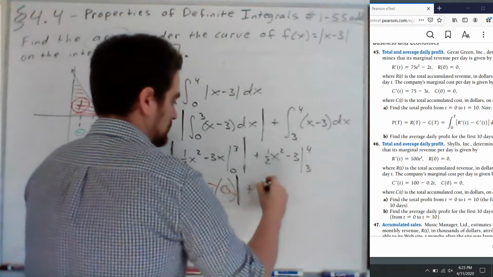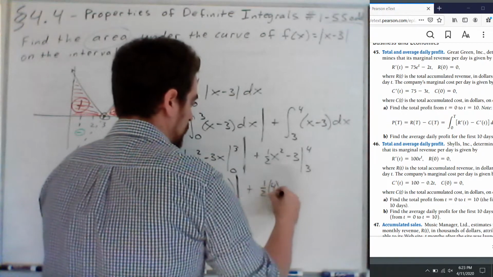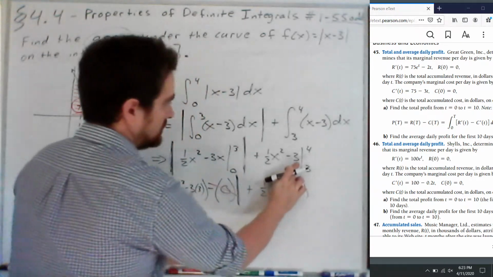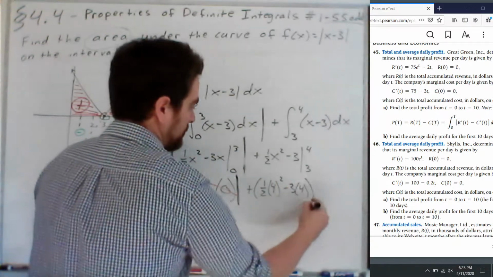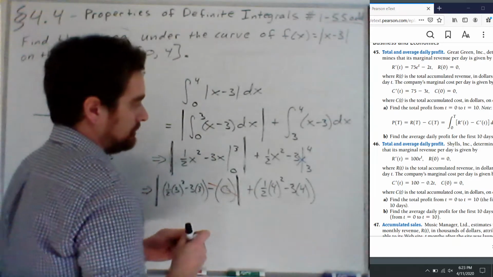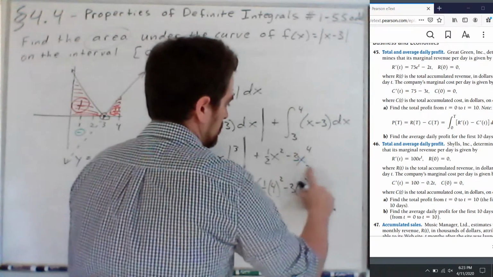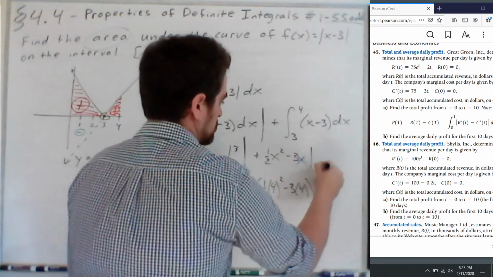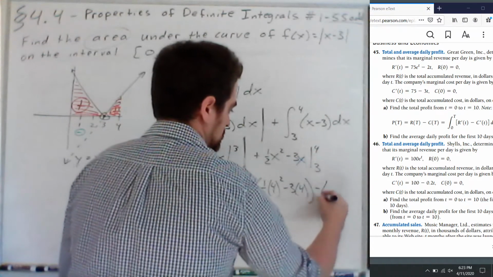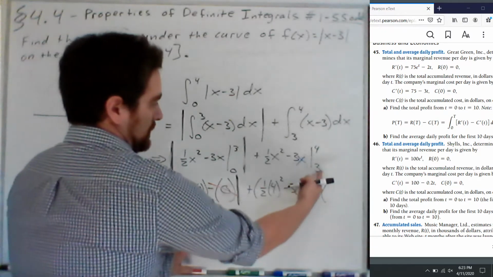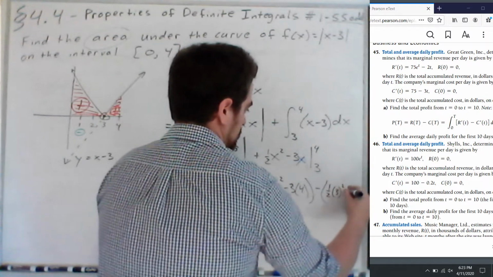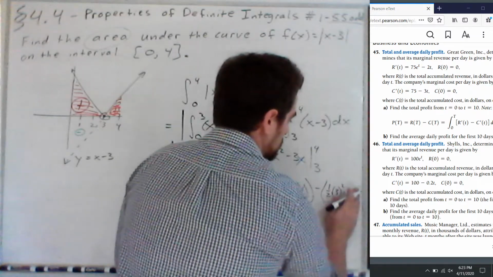Plus, and again, here I just plug in my upper bound of 4, minus 3 times 4. Oh, I see a missing x. Sorry about that. I see a missing x right here. So take note of that. I probably said it, but I didn't write it. I was going too fast. Now we'll plug in our lower bound of 3. 1/2 times 3 squared minus 3 times 3.